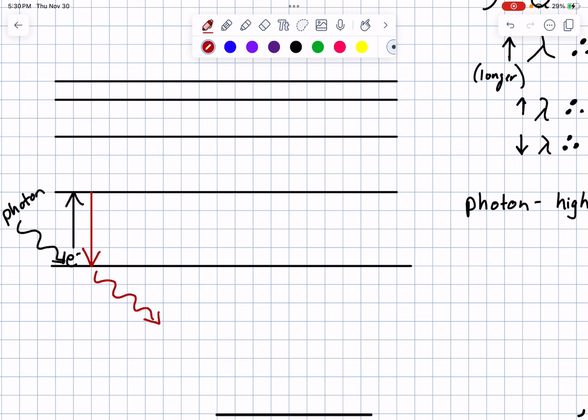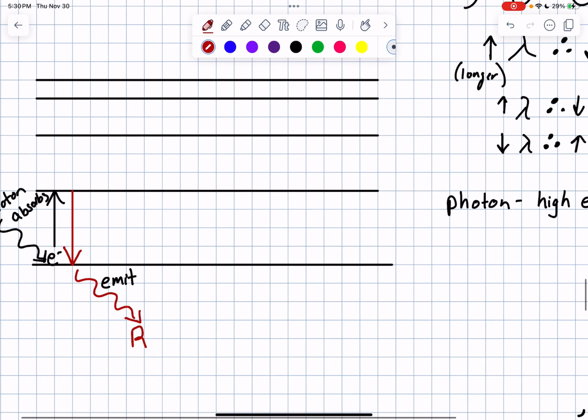Our photon is light. So the electron absorbs the photon, jumps up to a higher energy level, and then when it falls back down to its original energy level, it emits that beam as visible light. And so in this case, it emits it as red.